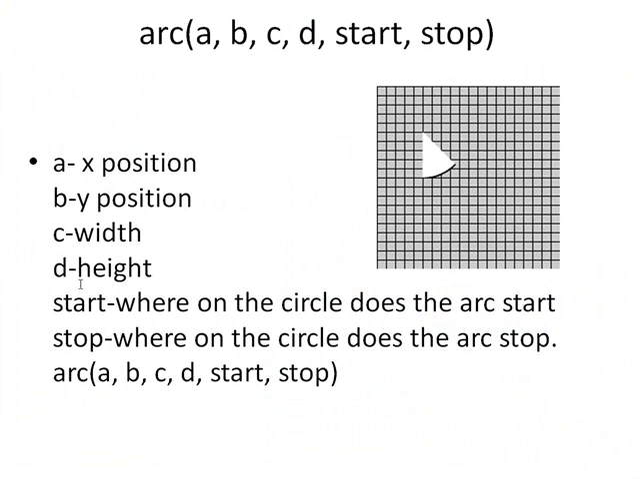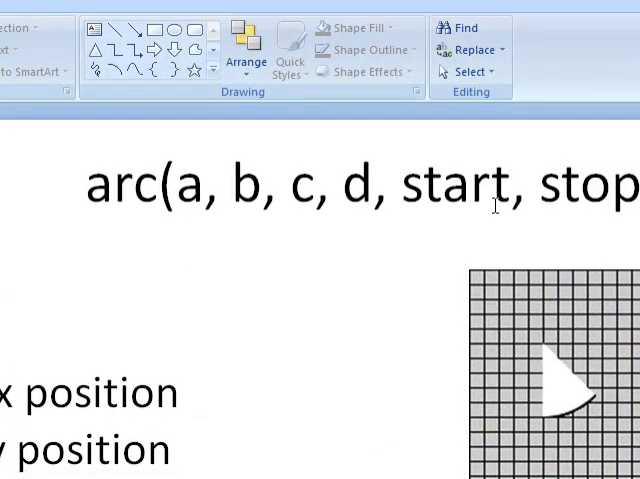So what goes into an arc? This is how they list it on their site: A, B, C, D, start and stop. The A and B are just what you would expect, the X and Y position. The C and D are the width and the height. So far this is like an ellipse: X and Y are my middle point, and then my width and my height. Then start and stop. This is something a little bit different. So what is start? It's where the arc starts, and stop is where it stops.